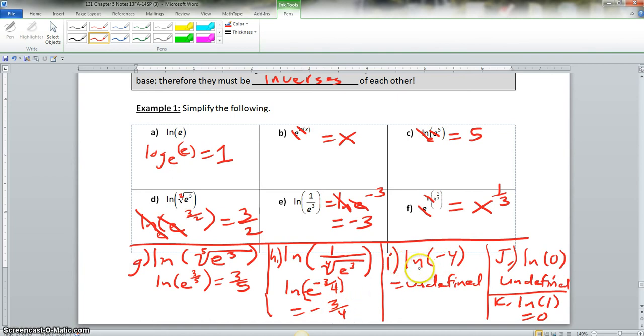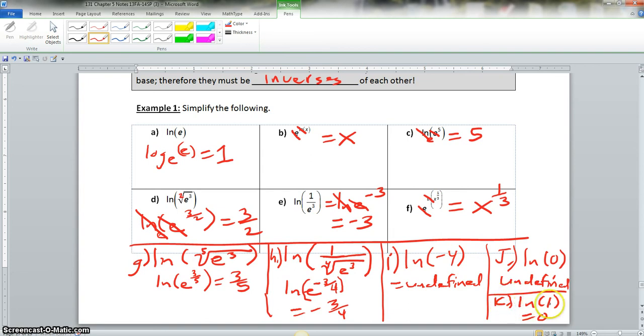Now we go to i, the natural log of -4. Now remember, just like in log, our argument cannot be negative, so this is undefined. So now we come to j, the natural log of 0. Now remember, we cannot have 0 or a negative number as our argument, so it's undefined as well. Because remember, the base is e. Can you think of e to what power that would give us 0? There's no such thing. Or e to what power would give us -4? No such thing.